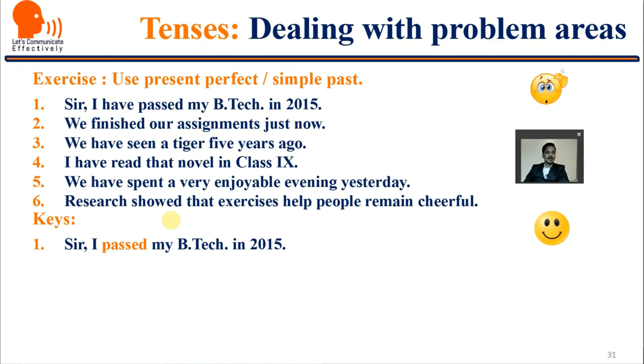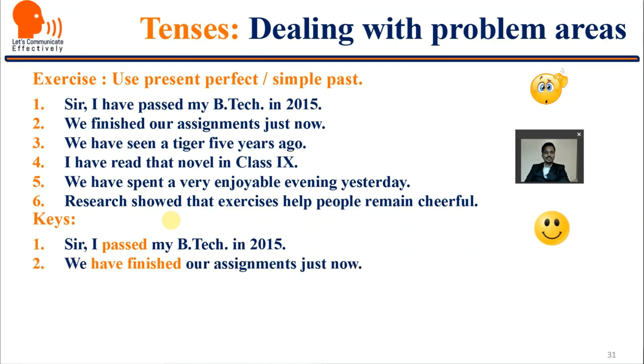First, sir, I passed my BTEC in 2015. No relation now. You are just simply telling that I passed my BTEC in 2015. Now, when to use have passed? When you have some relation with, suppose you have completed one course somewhere back and now there is some relation of that course in the present when you are talking about that. So you can simply say, yes, I have completed that course and I know about that. You can tell me anything. There you can say, I have completed that course 10 years back, no problem. But there is some relation of that course now.